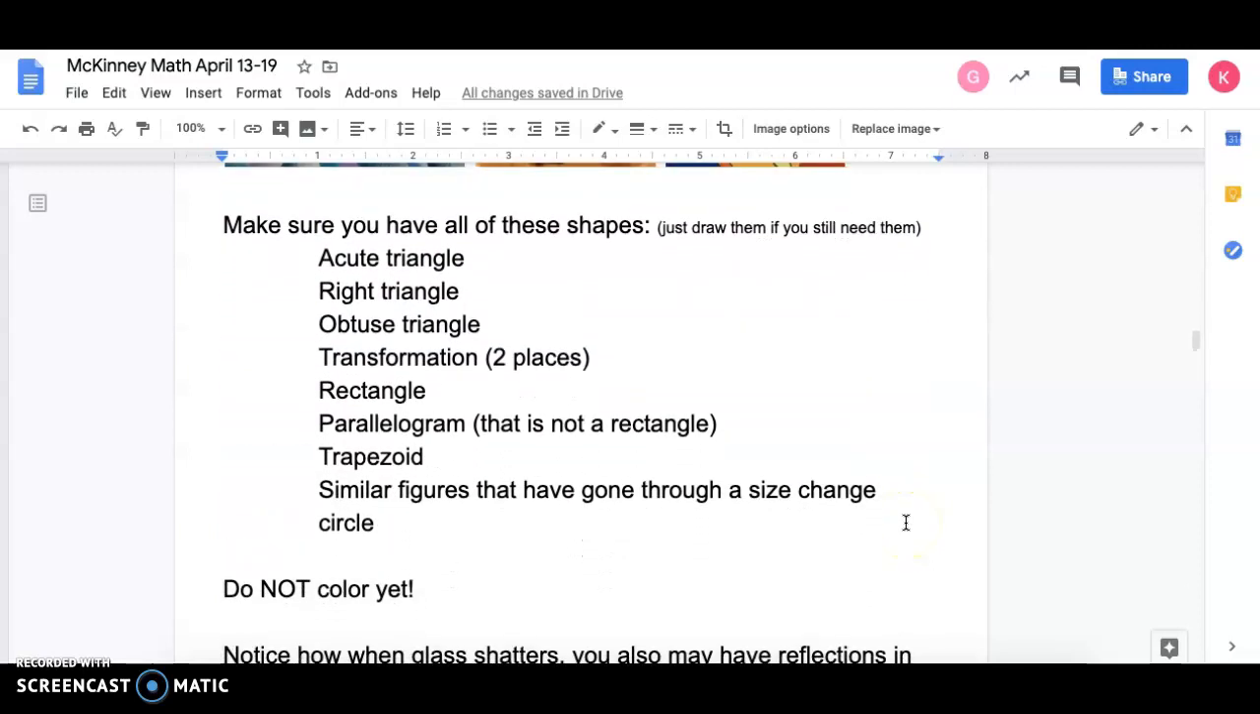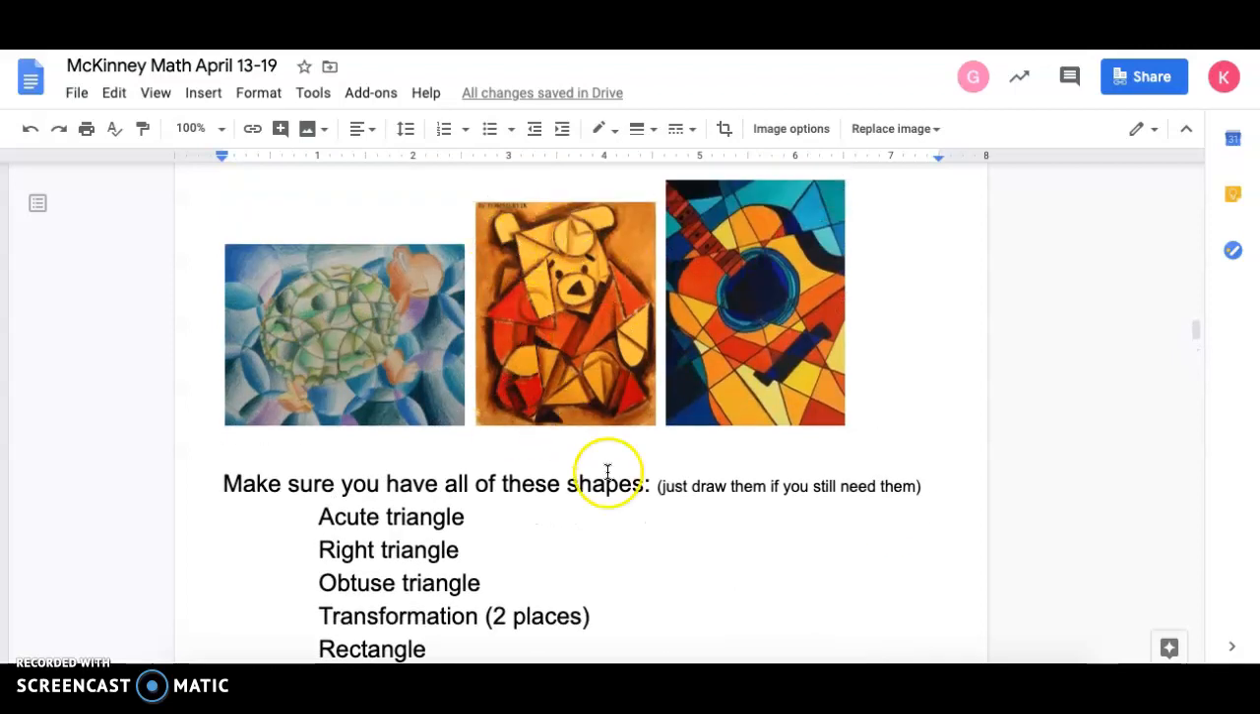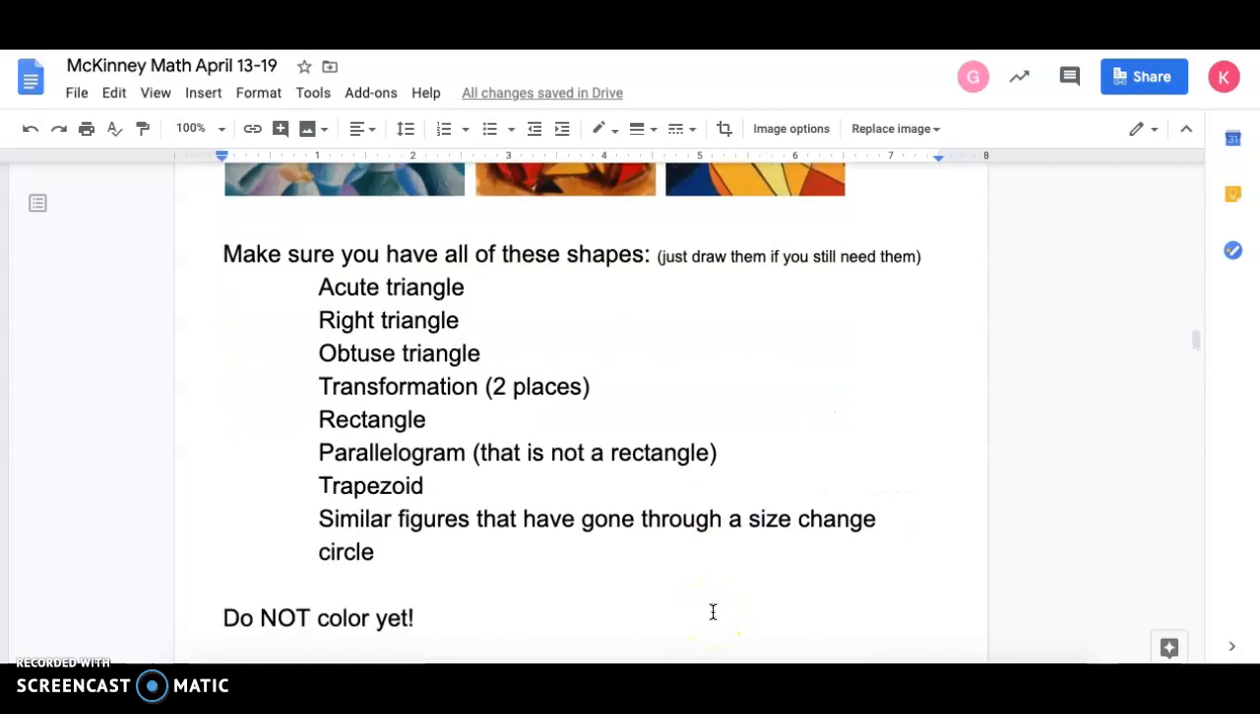The other thing you can do is randomly draw these different shapes or add them into your drawing like the Pooh Bear, because you're going to need all of these shapes. So if you don't remember what they are, you can Google them, look in your notes, watch the videos again. You need an acute triangle, a right triangle, an obtuse triangle, a transformation. So I included that song in this lesson so you know what a transformation is. And that's going to actually be in two different places.